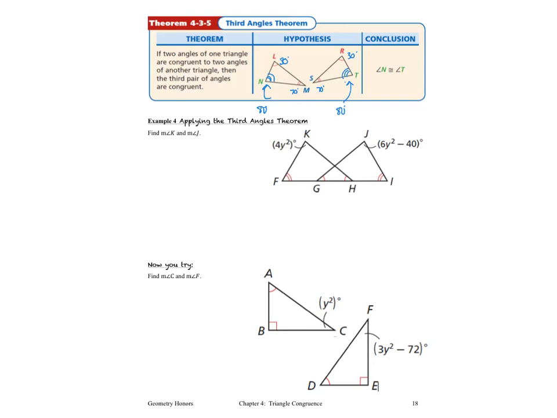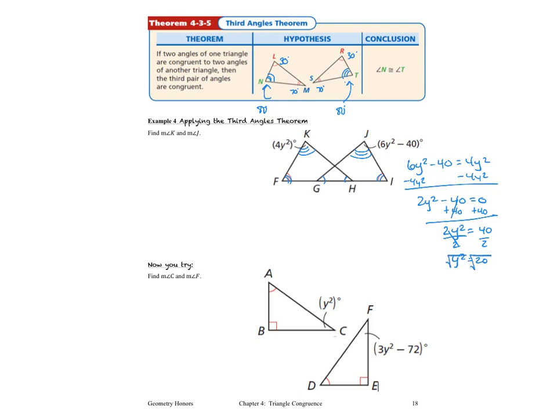Okay, so for example 4, find the measure of angle K and the measure of angle J. Since we know that we've got these angles congruent, and these two angles congruent, then these ones must be congruent to each other. So I can set them equal to each other. 6y squared minus 40 equals 4y squared. I can subtract 4y squared from both sides. That leaves me with 2y squared minus 40 equals 0. I can add 40 to both sides. And I get 2y squared equals 40. Divide by 2, divide by 2, I get y squared equals 20.